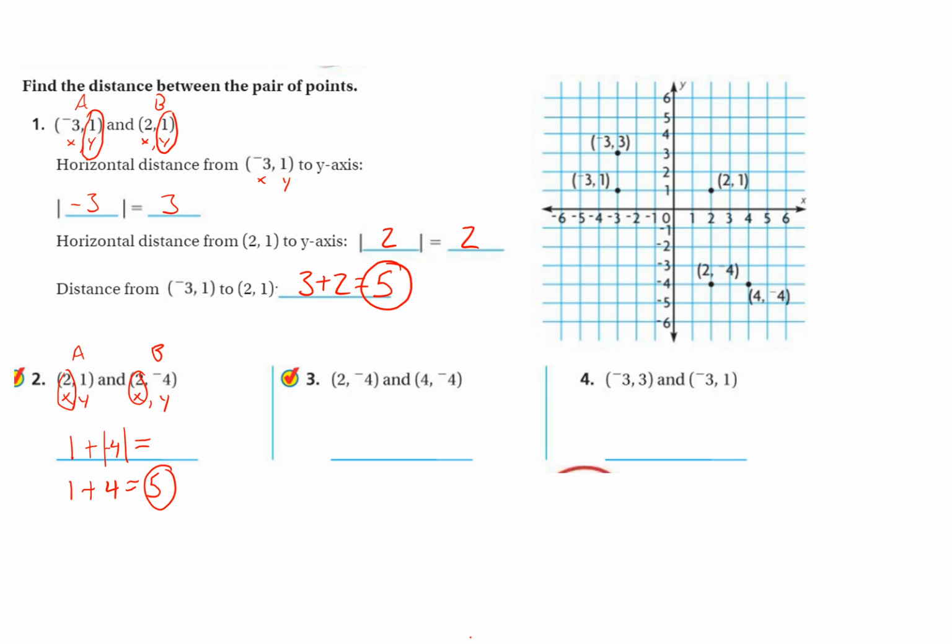Okay, let's look at the next one. Okay, we have x and y, x and y. So our y's are the same. So we look at the x's. This x is 2 away from the y-axis, plus 4 away from the y-axis. Total of 6 units apart. Now let's just double check. I always like to double check by graphing. In this case, they graphed it for us. So 2, -4 is right here.